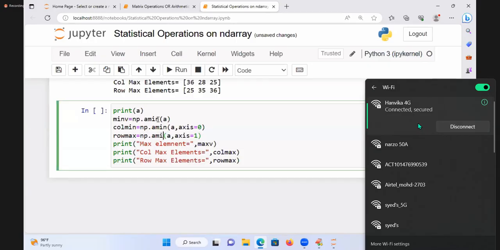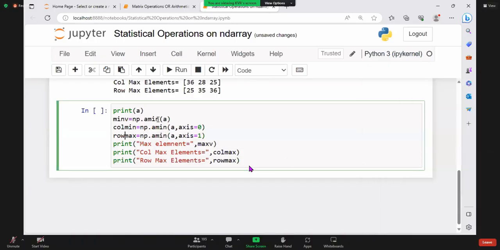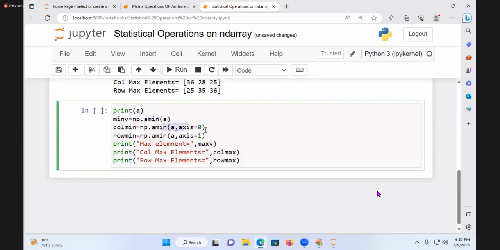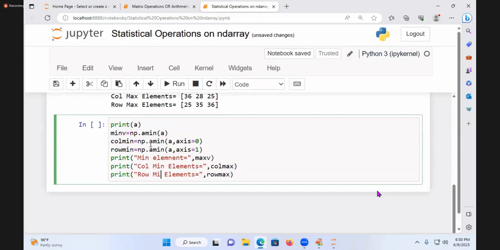Next I am writing here min. So axis is equal to what? Same. Entire matrix minimum, column wise minimum, row wise minimum. What is this now? Min element. What is this now? Column min. Next is what? Row min.